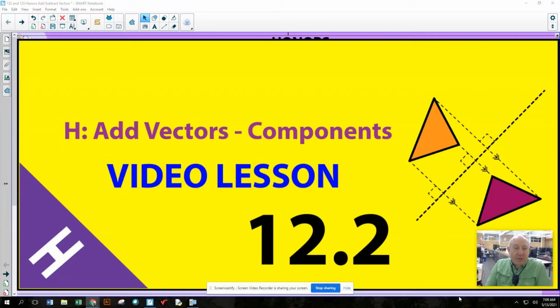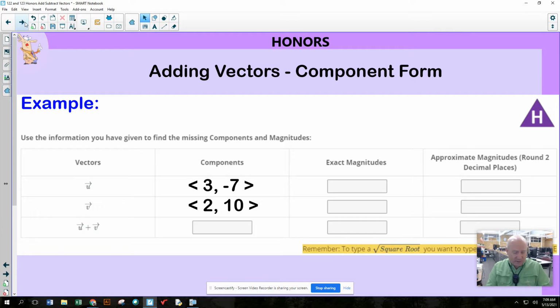Okay, this video is about adding vectors, and the vectors this time will be in component form. I have one example for this video. We begin with the vector u being 3 and -7, and the vector v being 2 and 10.